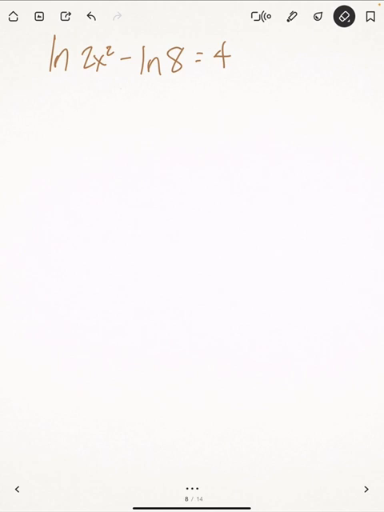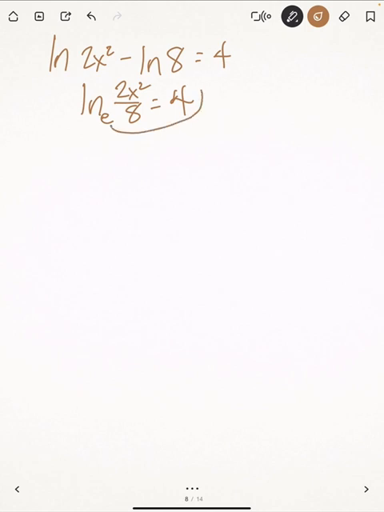So we're going to wind up with natural log 2x squared over 8 equals 4. Just like a common log, when we have a log on the left and a number on the right, we're going to set it up as an exponential equation. Remember, with natural logs, our base is always the letter e, so instead of it being 5, 10, or 15, it's always going to be e.